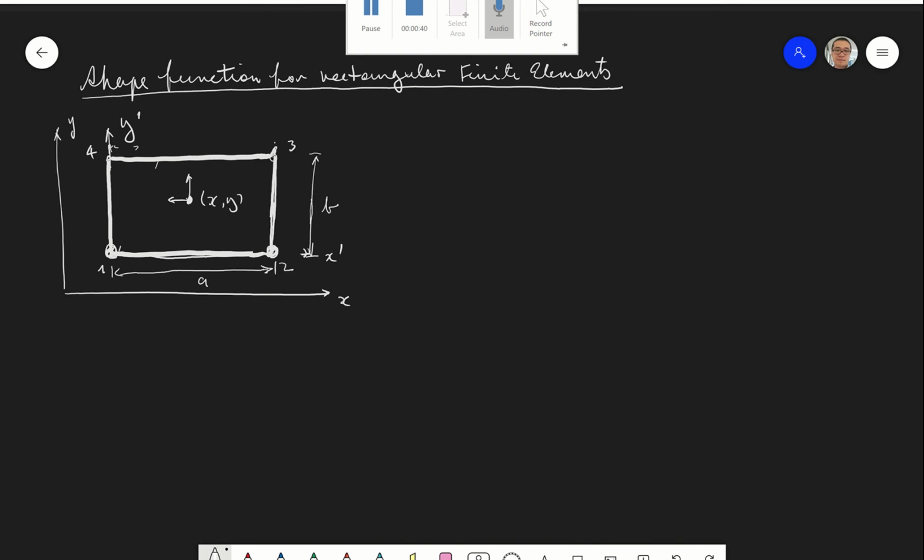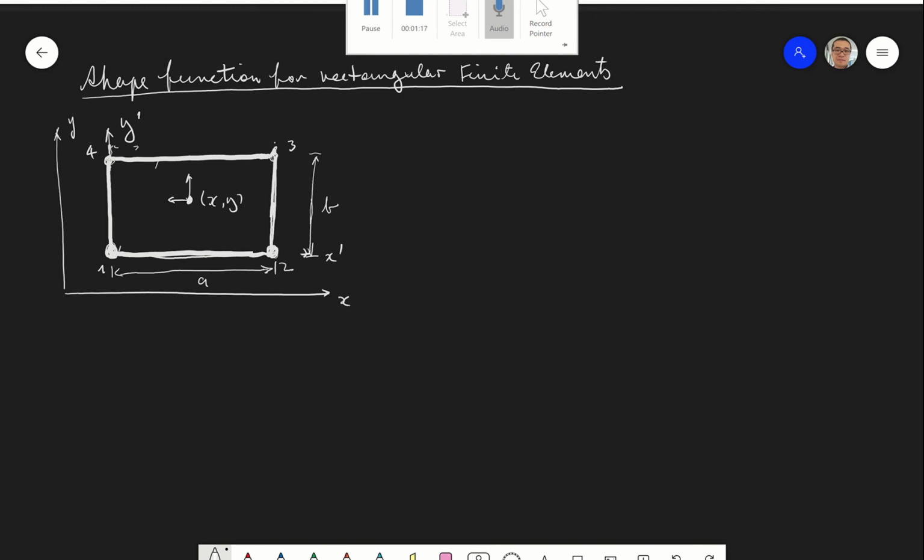Okay. Now, if we recall the definition of the shape function, typically what we know is the displacement at each of these four nodes 1, 2, 3, and 4, and we want to work out how to extrapolate, or in this case interpolate, the displacement of an arbitrary point x and y inside this finite element from the displacement at these four nodal points.